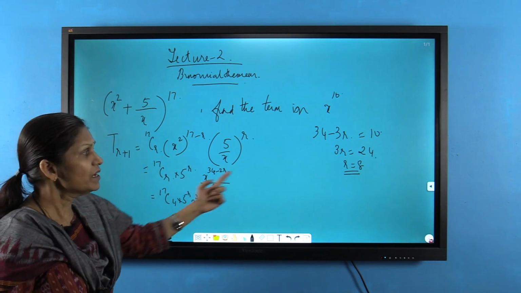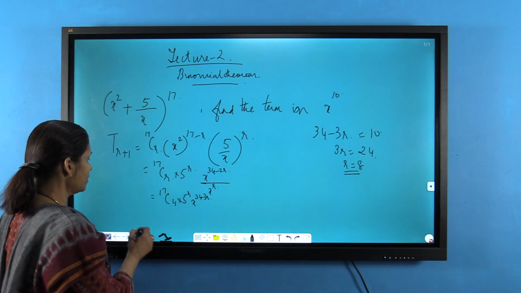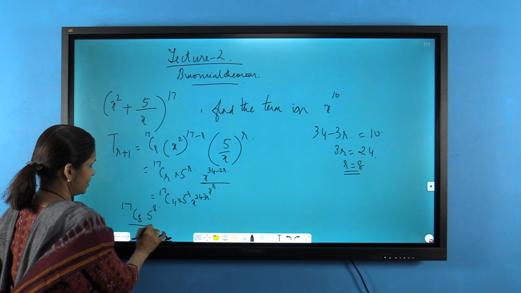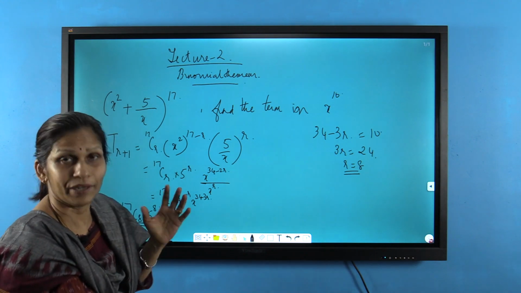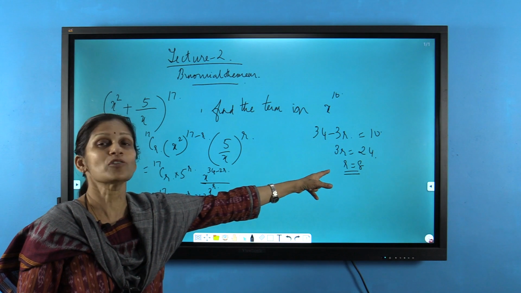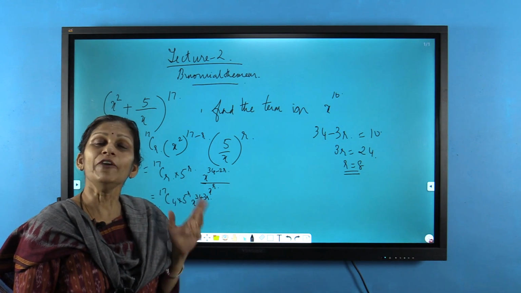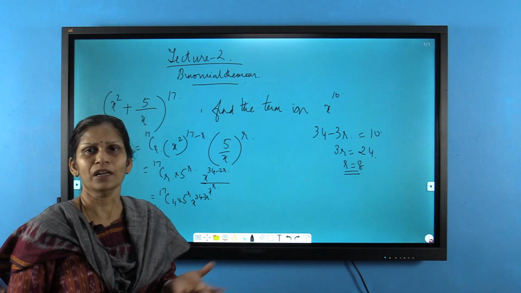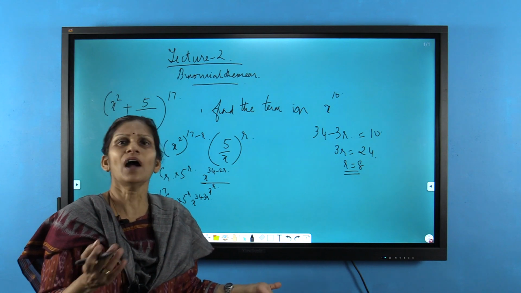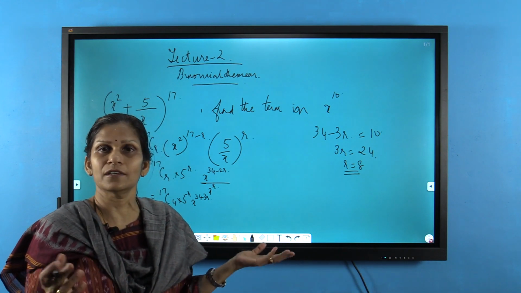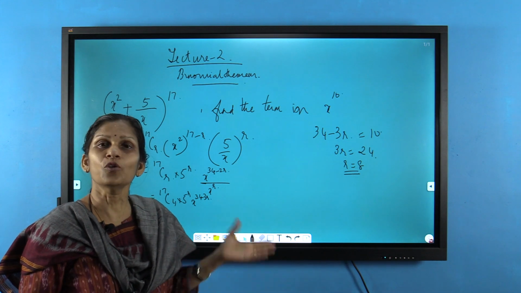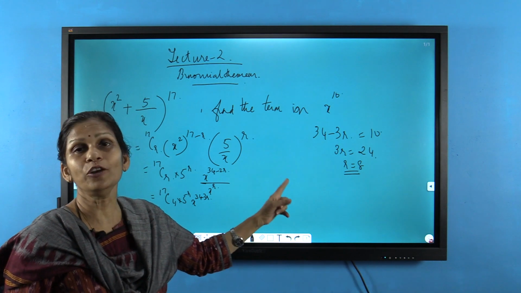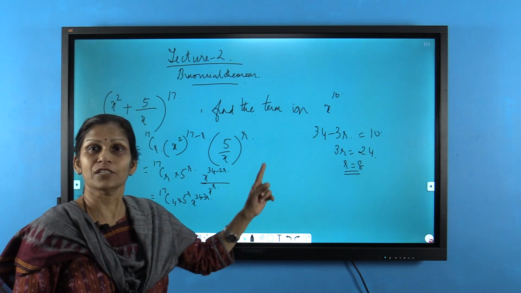And what is the term? Substitute r equal to 8 here. The term is 17c8 5 raised to 8. This is the term in x raised to 10. Now, you got r as a whole positive integer. Instead of that, if you had got r either as a negative number or a fraction, say something like 2 by 3, you can't say 2 by 3 plus 1th term is a term in x raised to whatever, right? So, for a term to exist, the value of r should be a positive integer.